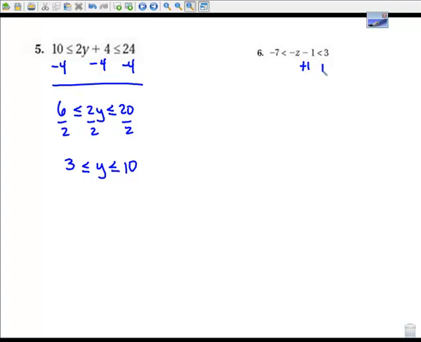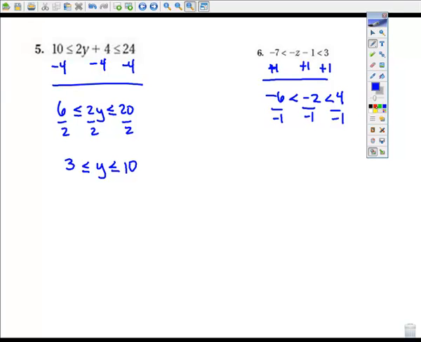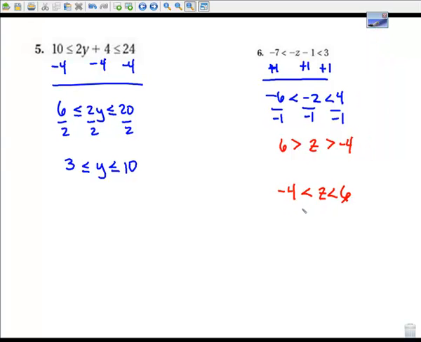Let's try this one. We'll add the 1 all the way around. So I get negative 6 is less than negative z is less than 4. But I have to divide by negative 1. And don't forget, when you divide by a negative, the inequality signs change. So I have positive 6 is greater than z is greater than negative 4. Now remember, this is not in the correct form, because the correct form should have smaller number, less than variable, less than larger number. And it does work that I can flip everything, flip the signs and flip-flop the values. So when I graph this, I would have an open circle on negative 4, open circle on positive 6, and shade in between.